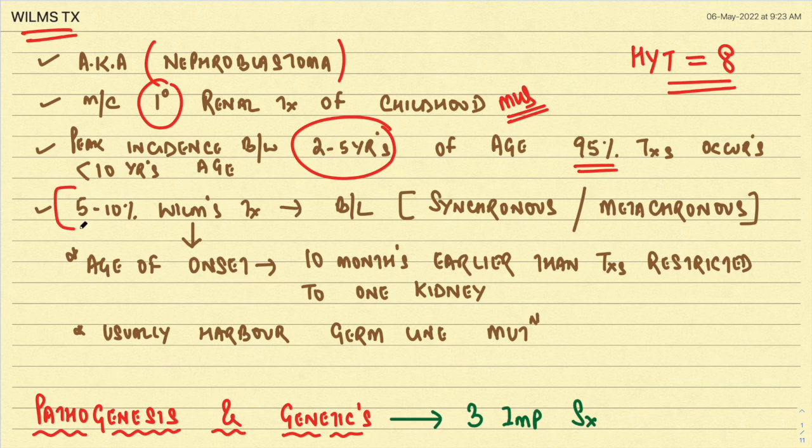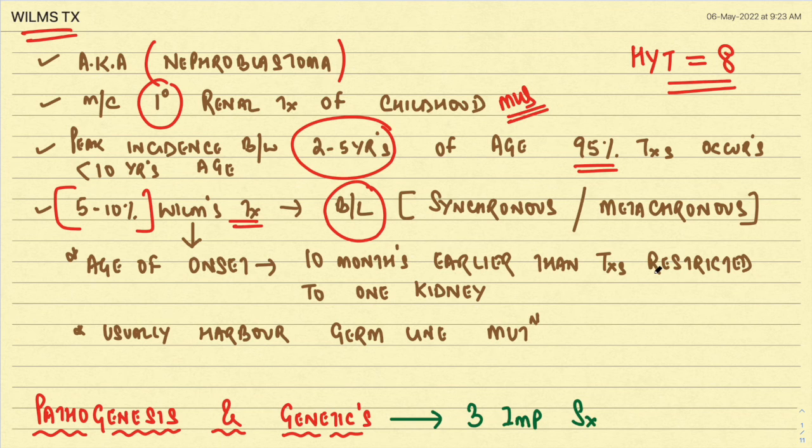Approximately 5 to 10% of Wilms tumors are bilateral in nature. This bilateral tumor can occur either synchronously or metachronously. Synchronously means both the tumors are developing at the same time. And metachronous means one kidney will develop the tumor, and subsequently after some time the second kidney will also develop the tumor. So this is the meaning of synchronous and metachronous.